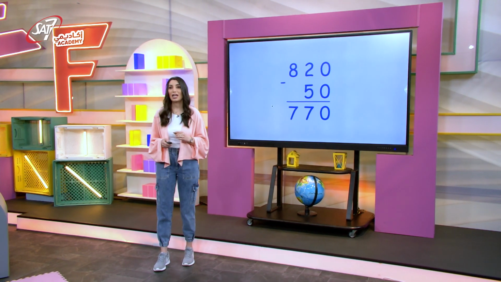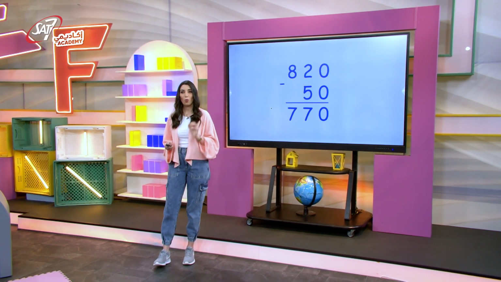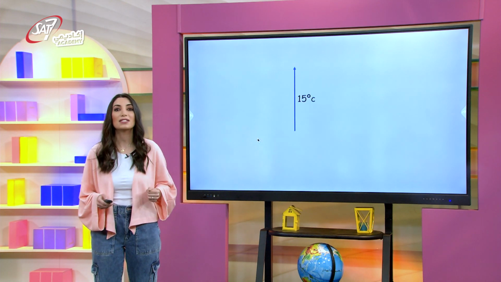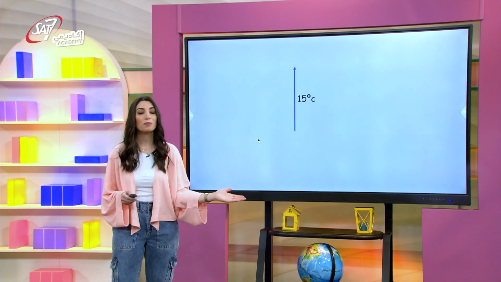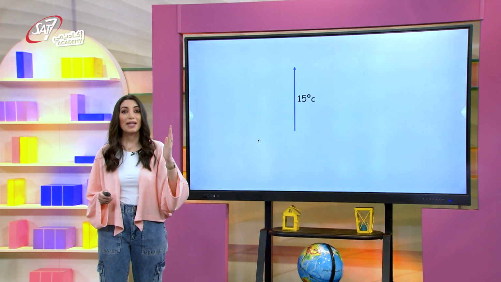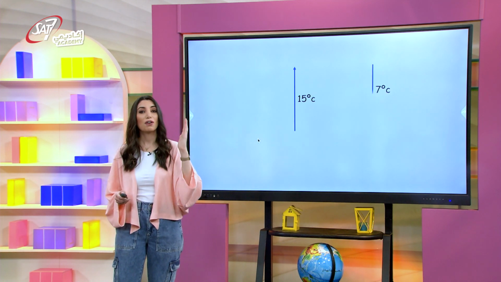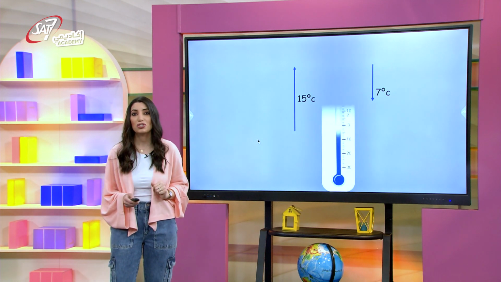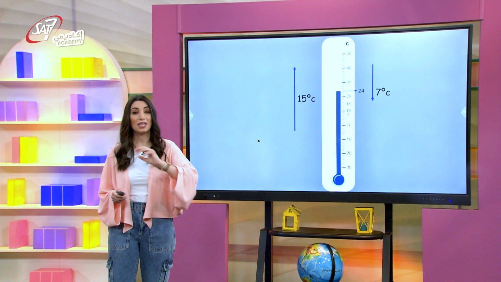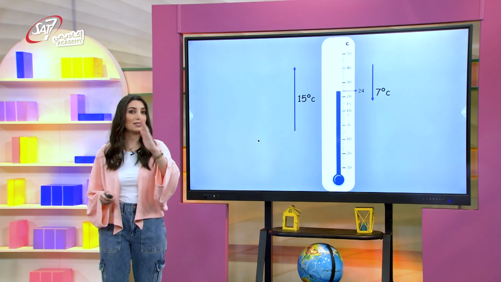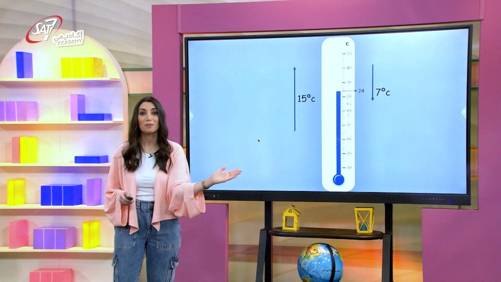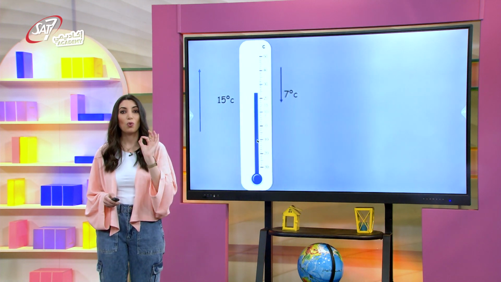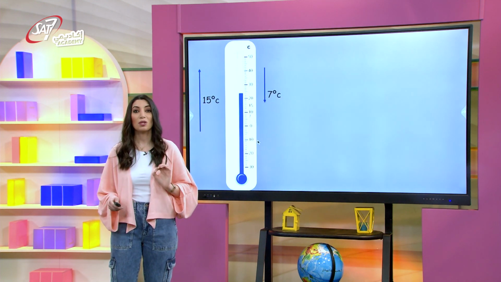We'll end our time together with a challenge. One day, the temperature rose 15 degrees Celsius from morning to noontime, and it fell 7 degrees from noontime till the evening. If the temperature was 24 degrees in the evening, what was the temperature in the morning? Let's think about it together. We need to figure out what the temperature was in the morning.